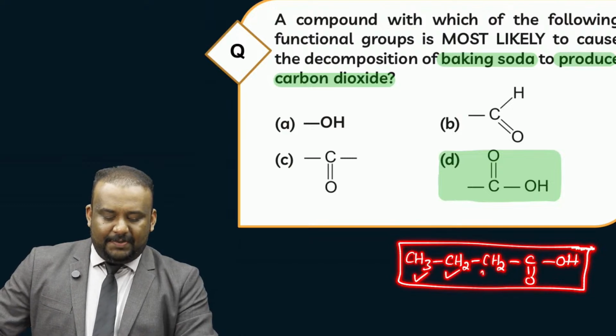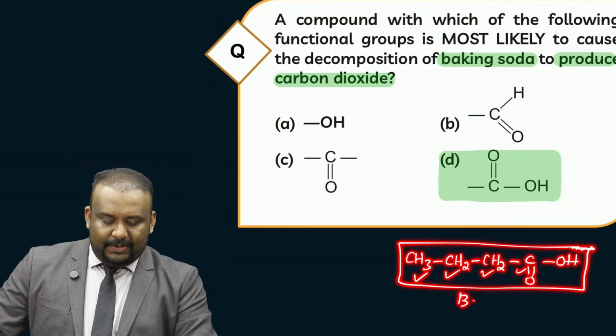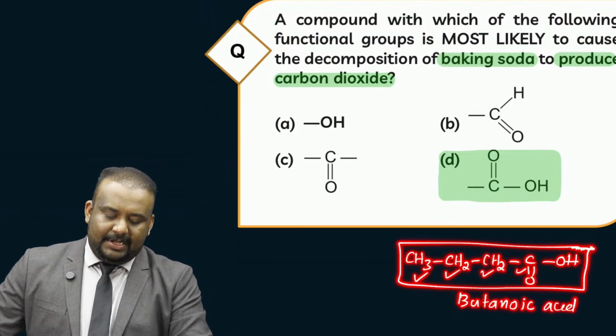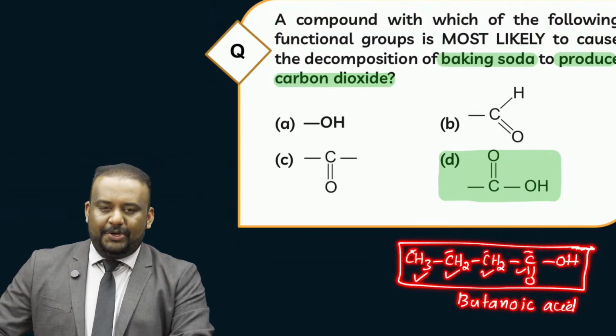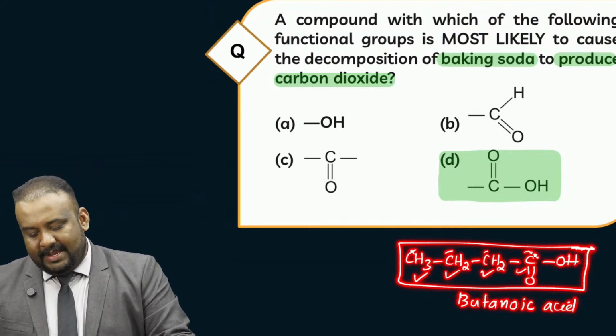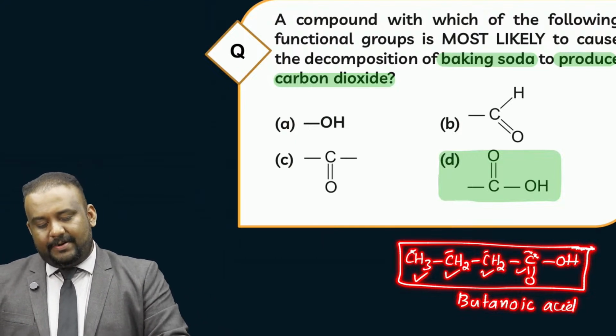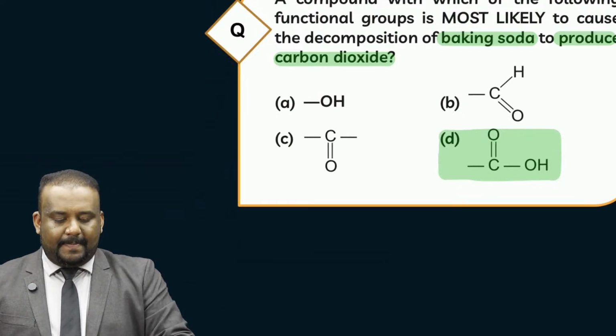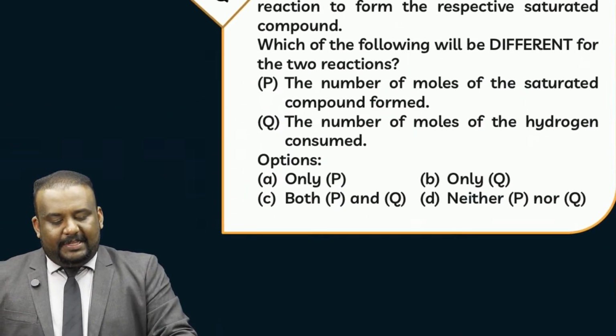This has 1, 2, 3, 4 carbons. So it's called butanoic acid. And here the carbon-carbon bonds are all single bonds, so it is going to be a saturated compound. Clear? Yes. Very good. It is butanoic acid. Let's move on to the next question.